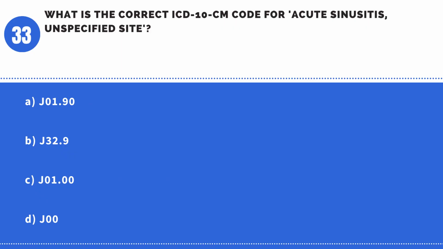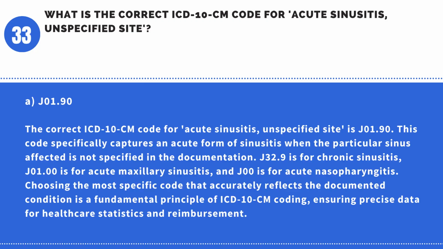Question 33. What is the correct ICD-10-CM code for acute sinusitis, unspecified site? A. J01.90. B. J32.9. C. J01.00. D. J00. Answer. A. J01.90. Explanation. The correct ICD-10-CM code for acute sinusitis, unspecified site, is J01.90.